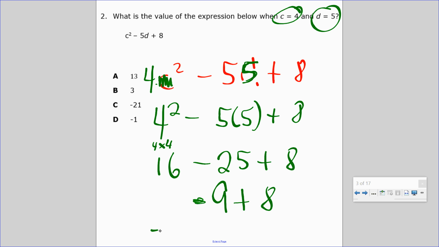Then we have 9 negatives, 8 positives. All of this zero pairs out, so you're left with negative 1, D. So if you want to, you could draw 16 positive, 25 negatives, and 8 positive. What you're going to be left with is 1 negative.